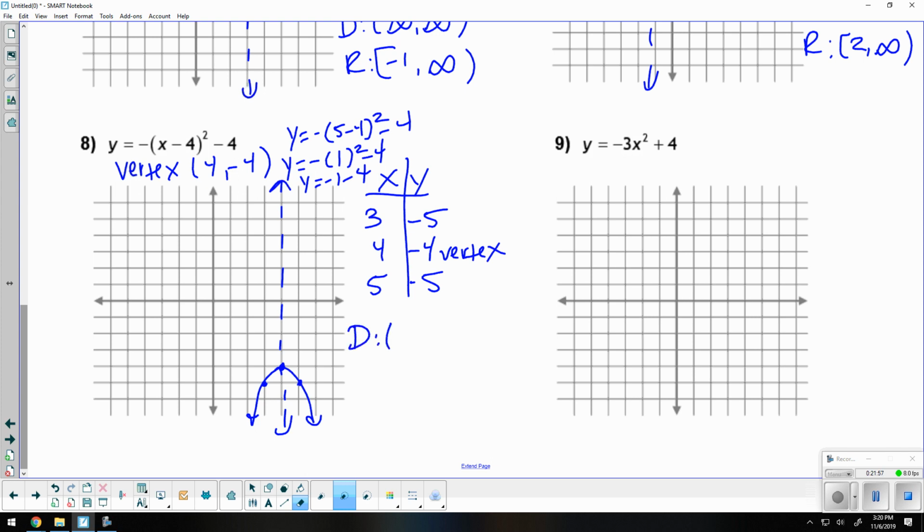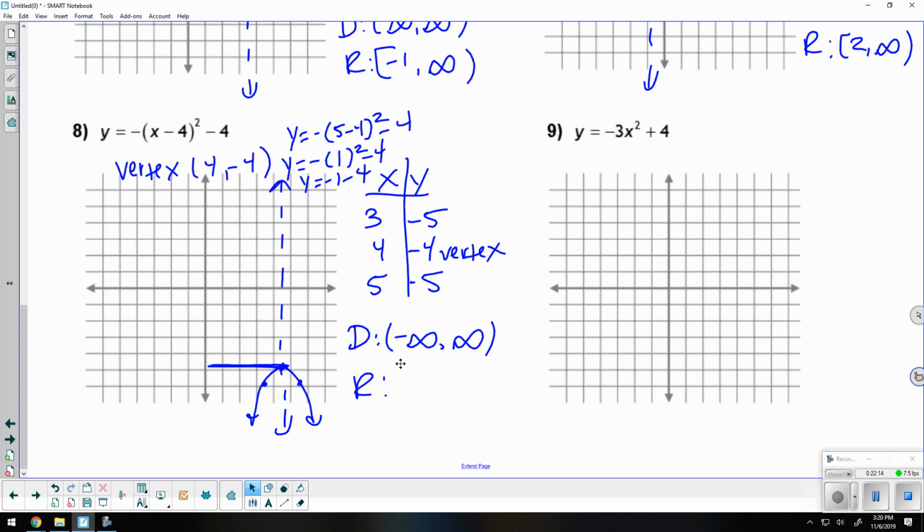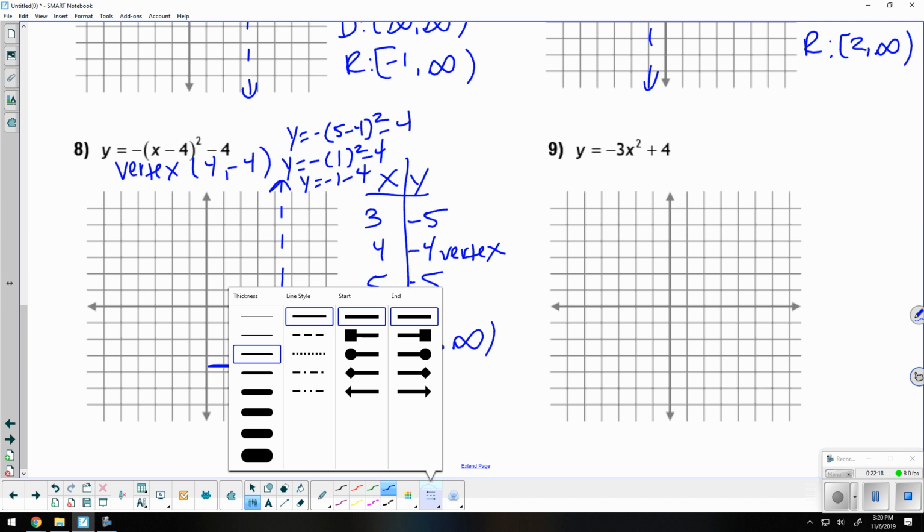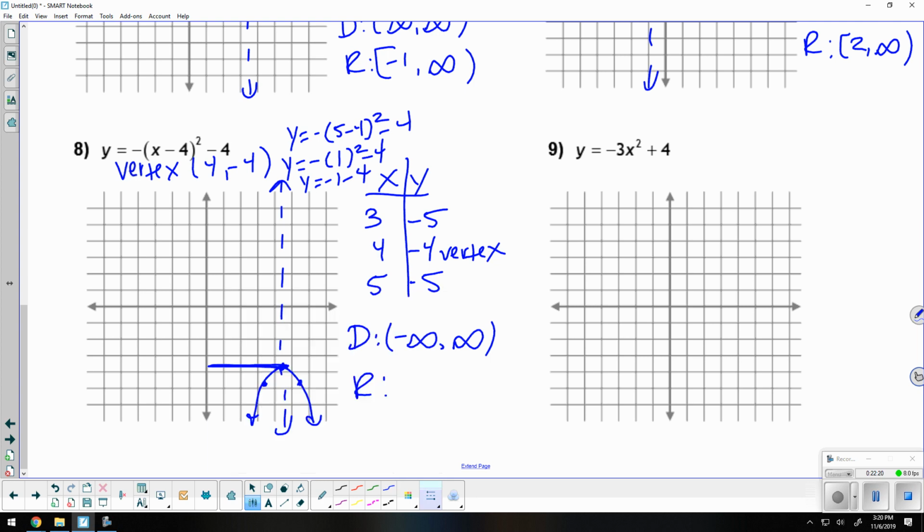Domain is still all reals. The range is a little different this time though, because it is downward facing. Technically it starts all the way at negative infinity, and again it works its way up to the vertex, which is where it stops. So right there is at negative 4. Let me fix this real quick. So this would be, again, from negative infinity up to negative 4 with a bracket around the negative 4.